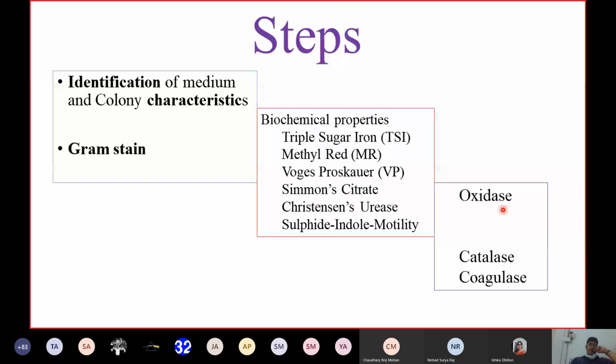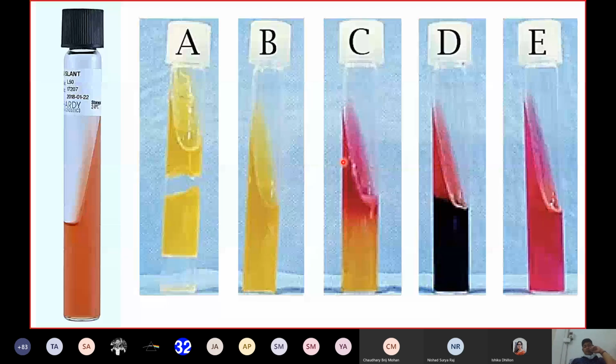See, somewhere yellow on the top, yellow on the bottom, again yellow on the top, yellow on the bottom. Difference is here, gas is trapped, that's why there is a crack. Here no gas. Here again top is pink or red in color, but down in the bottom area it is yellow in color. Here it is dark black in color, but top is again purple in color. Similarly here, this is reddish in color, here it is pink in color. So these are different changes that we can see in triple sugar iron agar.